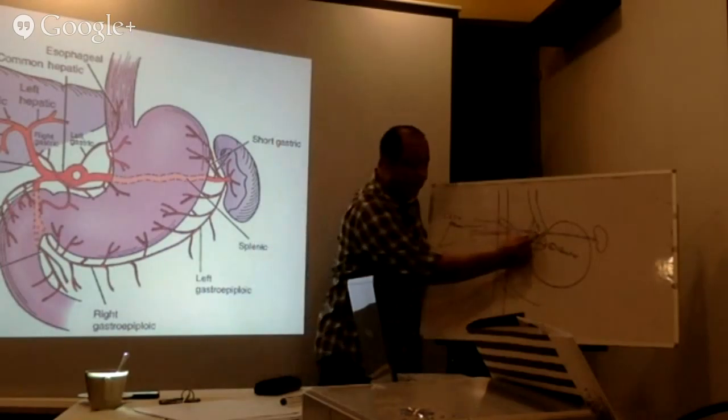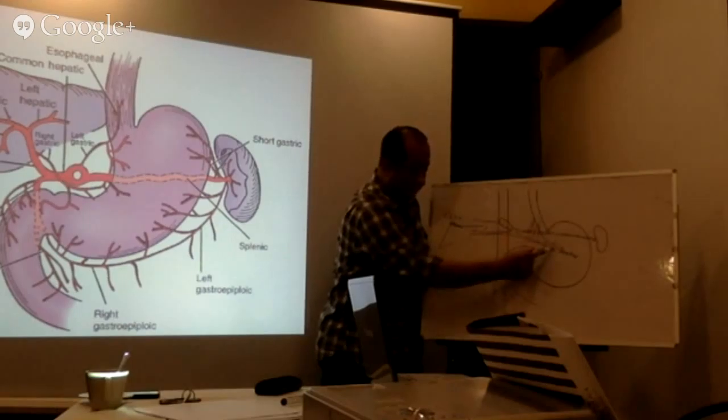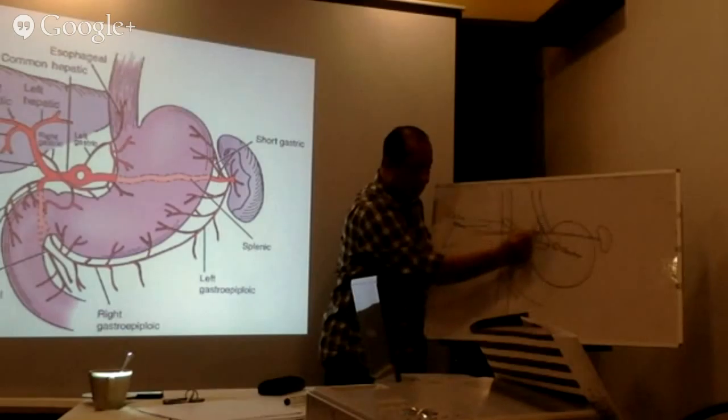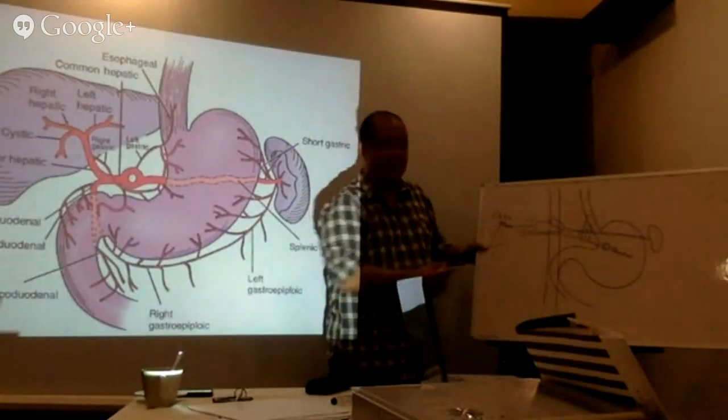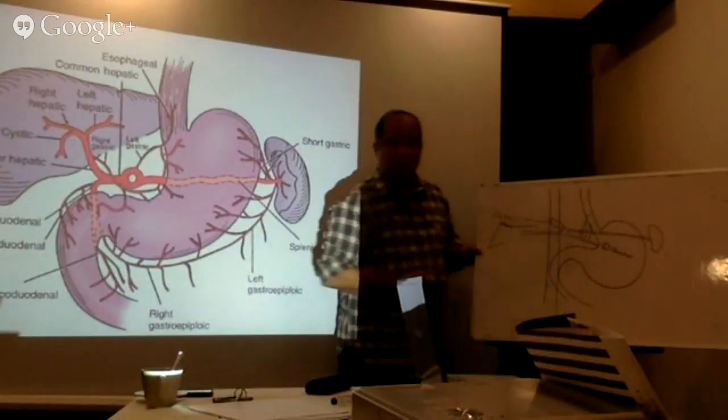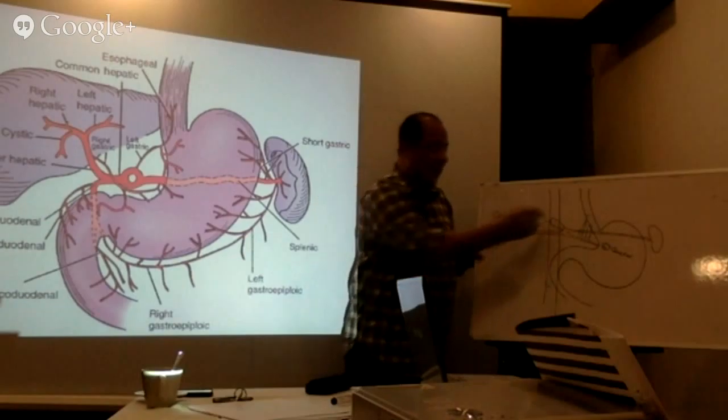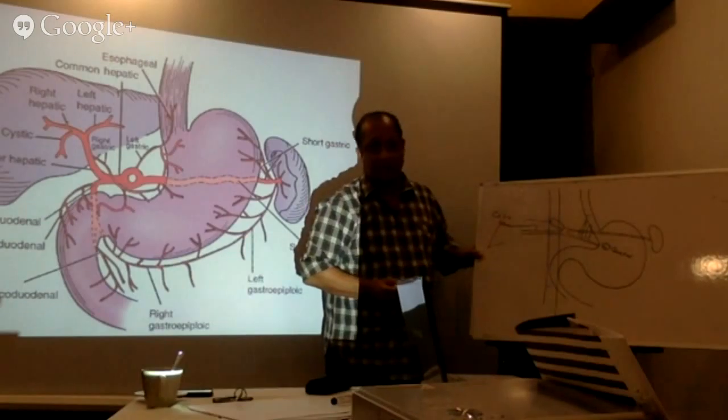So whether the lesser curvature or this part of the stomach and the inferior part of the esophagus, it is going to come from the left gastric artery. The left gastric artery is a branch of the celiac trunk. The celiac trunk is a branch of the aorta.